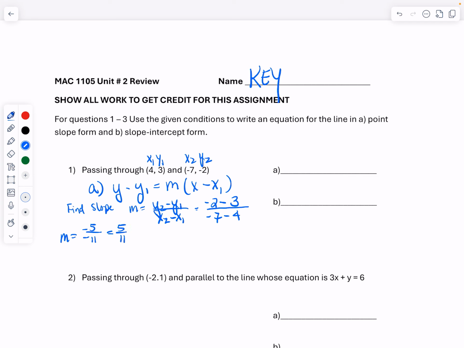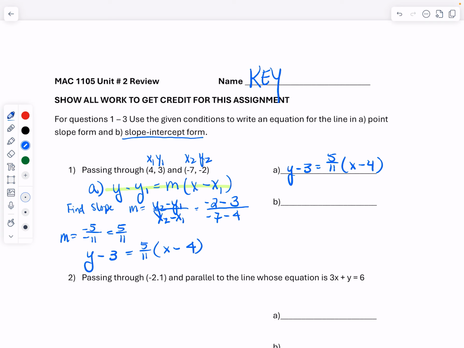Now I'm going to use the point-slope form, which I just wrote up here. So let's plug and play. y minus 3, that's y1, equals m, which is 5/11, times x minus x sub 1, which is 4. So this is the point-slope form: y minus 3 equals 5/11 times (x minus 4). But it says to write it in slope-intercept form as well.